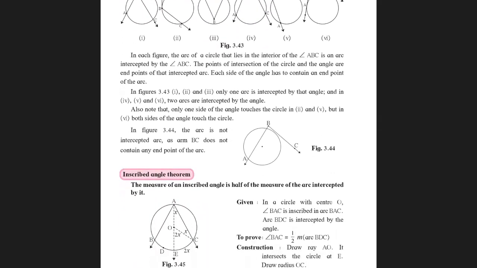Now figure 3.44, you cannot call it an inscribed angle or an intercepted arc, because BC, the other part of the angle, is not touching the circle and therefore it is not an intercepted arc.